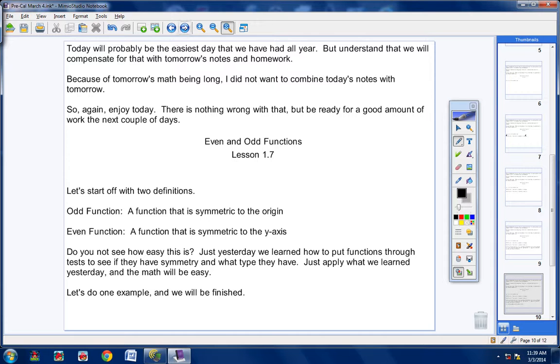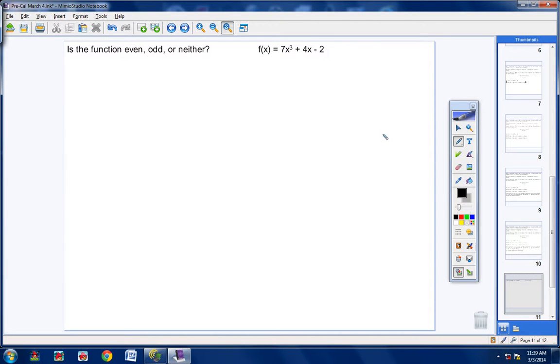Let's do one example and the video is over. One example. Please copy this into your notes. I want to know, is this function even, odd, or neither? So what I'm really asking is this. Does the function have y-axis symmetry? That's the definition of an even function. Or does the function have origin symmetry? Or neither?